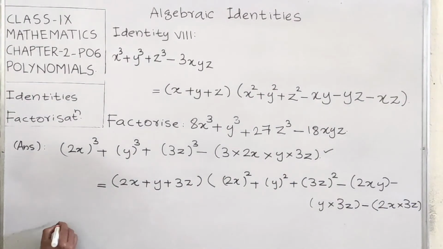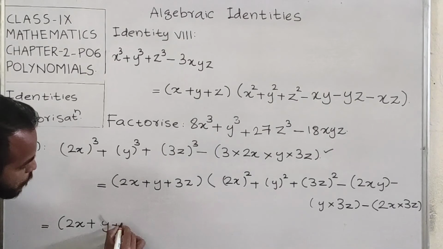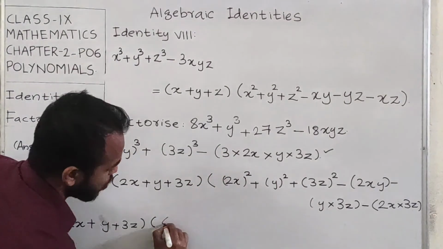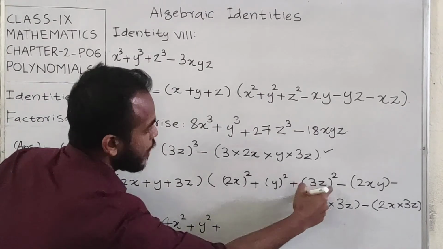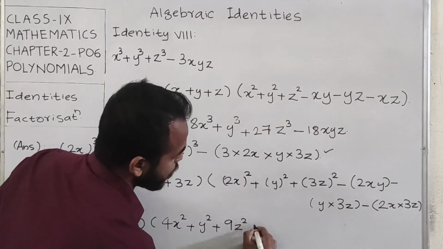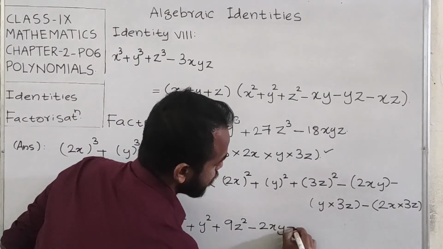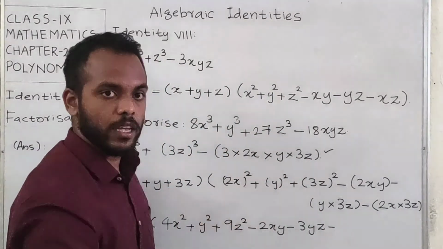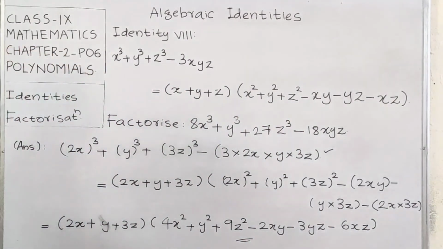Now we will just write down in a simple way. We don't need to make any change to the first term. Let it be as it is, 2x plus y plus 3z times. Now this 2x whole square is nothing but 4x square, plus y square is y square itself, plus 3z the whole square is 9z square, then minus 2 into xy, that's 2xy, minus y into 3z is 3yz, minus 2 into x into 3 into z, that is 6xz. So this will be our final answer.